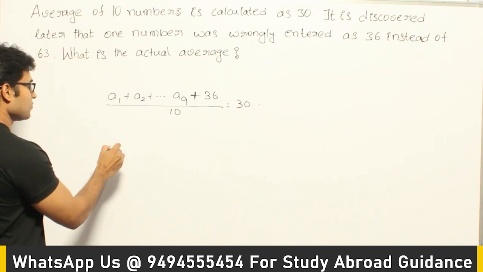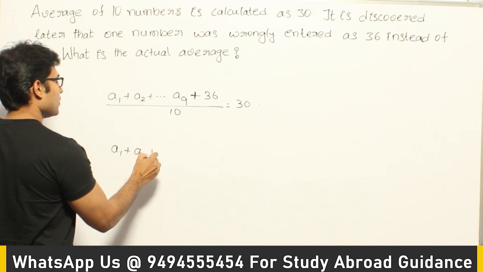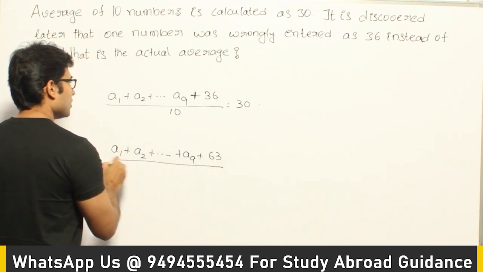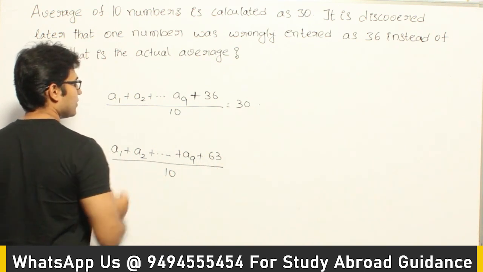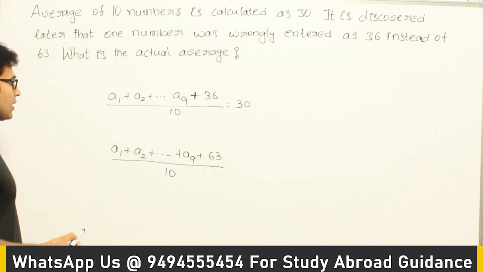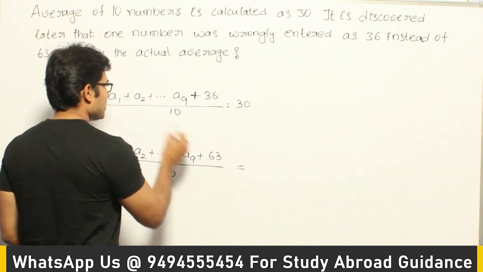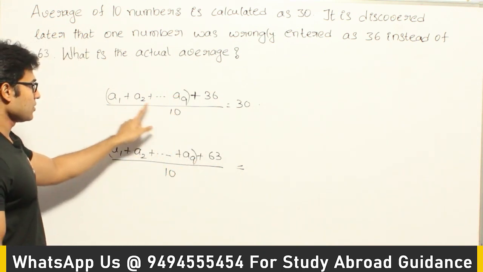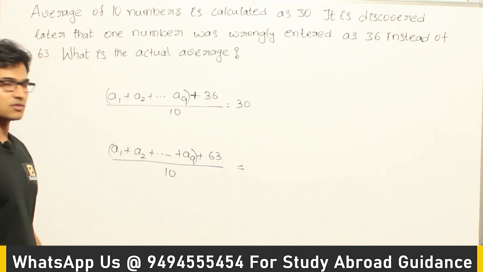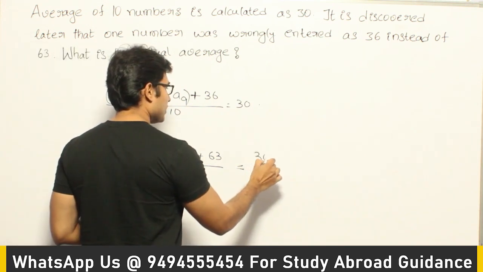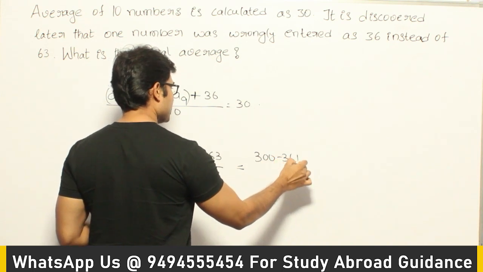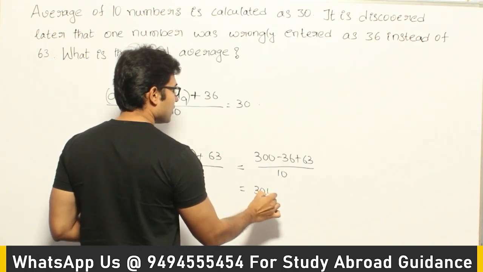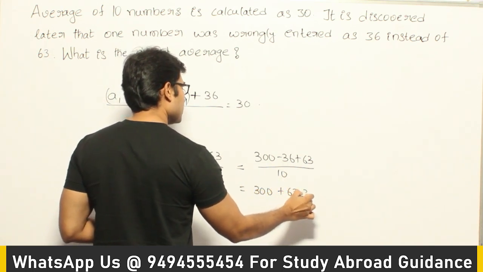That is what they are asking, which means what they are trying to ask is what would be the value of (A1 plus A2 plus so on plus A9 plus 63) divided by 10. This value is what they are asking. Okay, how to solve it is, find out the entire value of A1 plus A2 plus so on plus A9. Now if you try to find it out, it is going to be 300 minus 36. So if I write it over here, it is (300 minus 36 plus 63) divided by 10, right? So let me write it this way, 300 plus 63 minus 36.